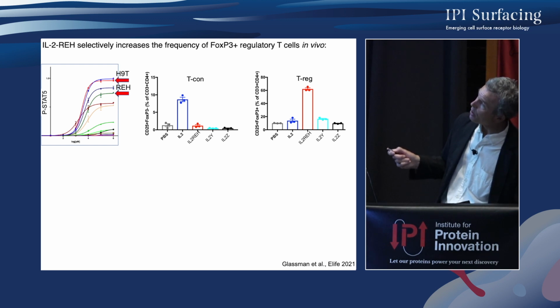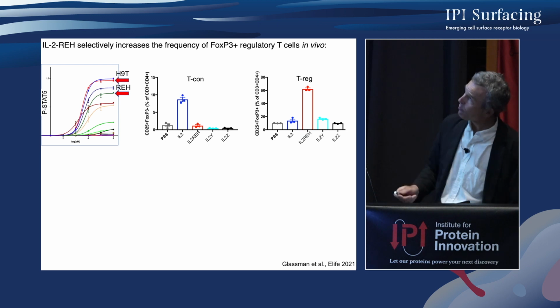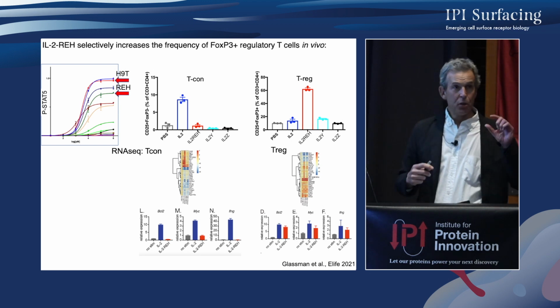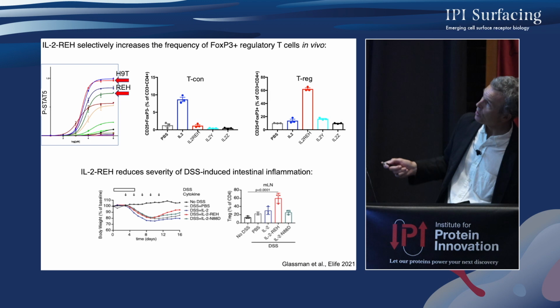Another version, REH here, and again, this is Caleb's work. There's a theme here. Caleb was very prolific in the lab. This now selectively activates regulatory T cells over conventional T cells. In some gene expression work, if we look at the T-cons versus the Tregs, we see that certain genes like BCL2 and MYC are strongly downregulated in T-cons, but virtually untouched in the Tregs. So there's a different hard wiring by these cells to the attenuated version of IL-2, and in a DSS model of intestinal inflammation, it activated Tregs and it had a protective effect.